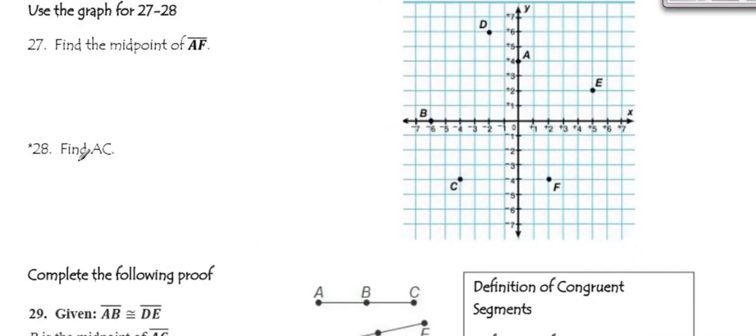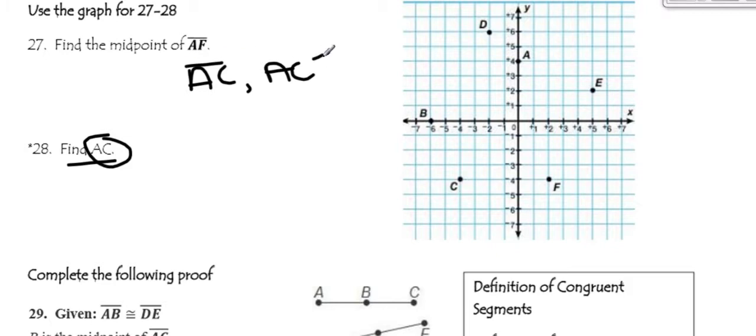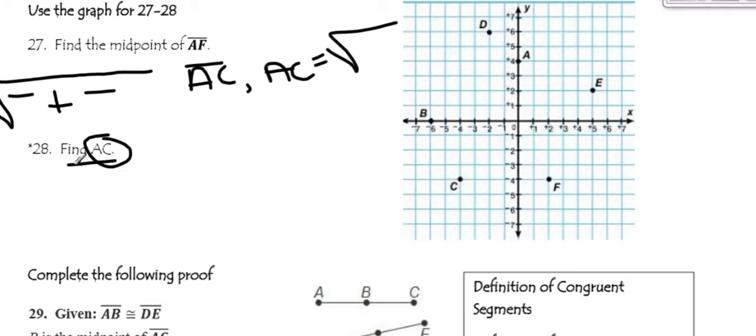Number 28 says find AC. Well, what about AC? Remember the difference between this AC and this AC. Without the segment bar, it's telling us to use the distance formula. The distance formula, you have to have it memorized. Start with a negative, and a plus in the middle. Then write the square root, and it's going to be x minus x squared, plus y minus y squared.